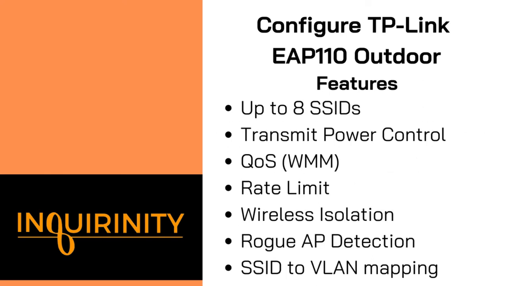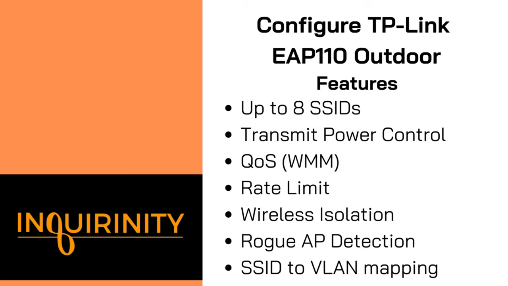For our TP-Link EAP110 outdoor features, there are some features listed here. For a complete list of features of this particular device, please visit the TP-Link official website. It could support up to 8 SSIDs or 8 Wi-Fi names. You could control how much transmit power you are emitting to this particular wireless radio. You have some quality of service or Wi-Fi multimedia support. You could perform some rate limit, so you could limit the upload and download for that particular SSID.